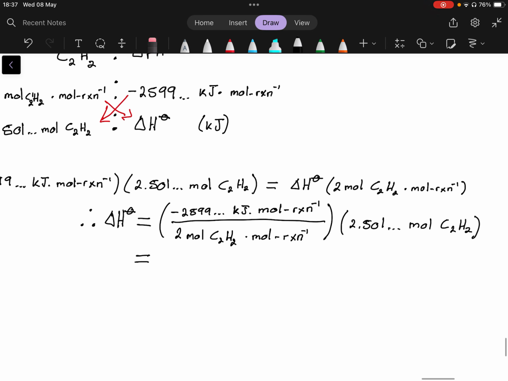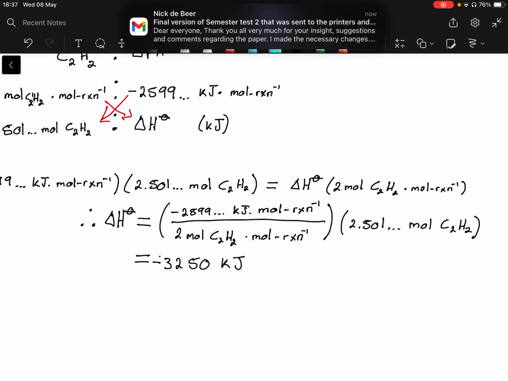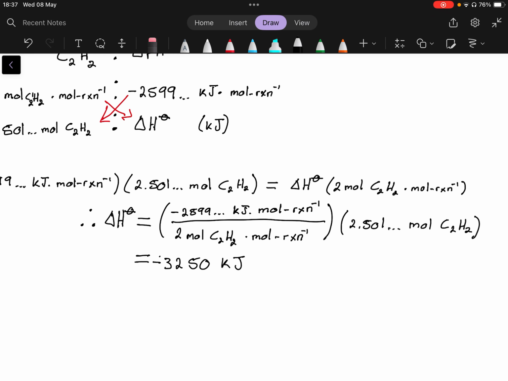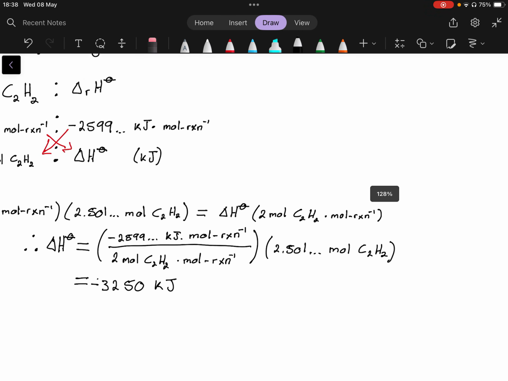Okay, and if you calculate that, you're going to get a value of minus 3250, so 3 significant figures, kilojoule. So it means there is minus 3250 kilojoule being given off during this process if we burn 2.5 mole of it.